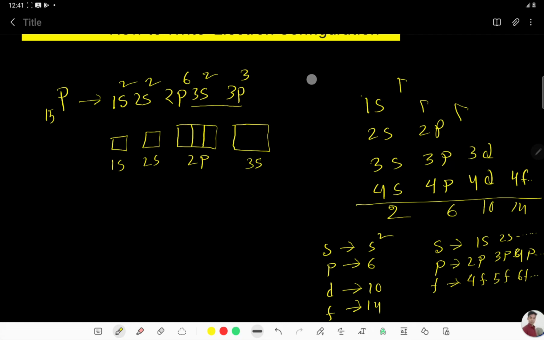Then we have 3p. You know that the p subshell has 3 orbitals, so we need 3 boxes.